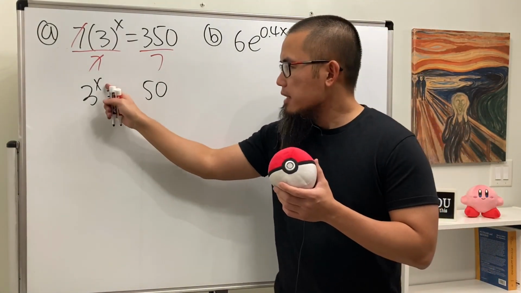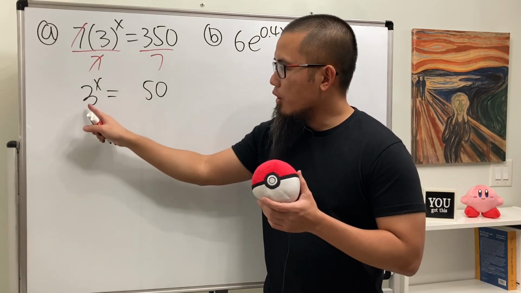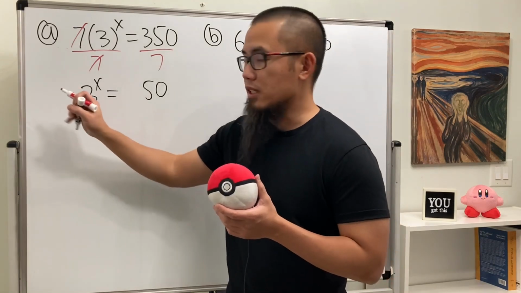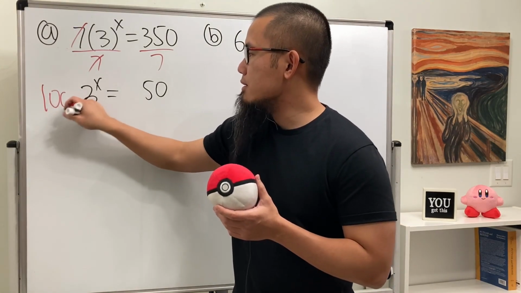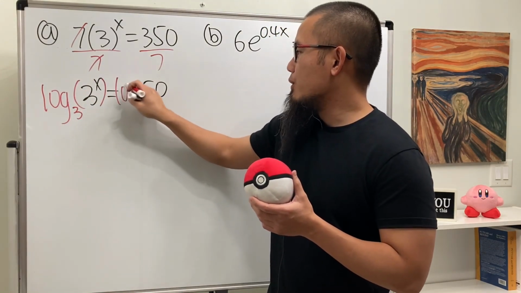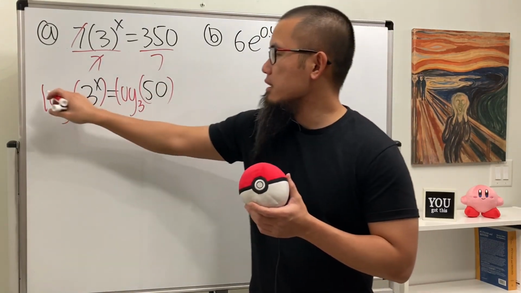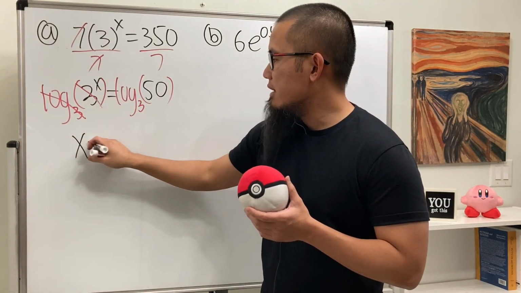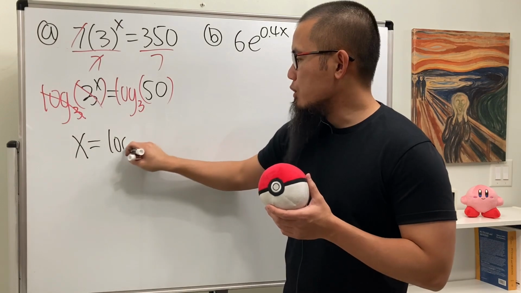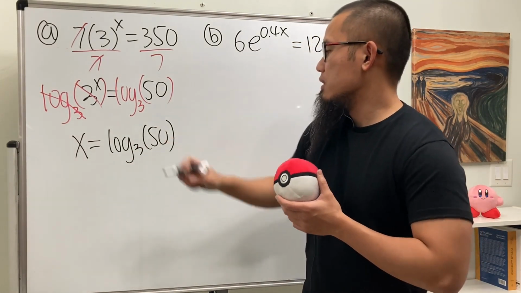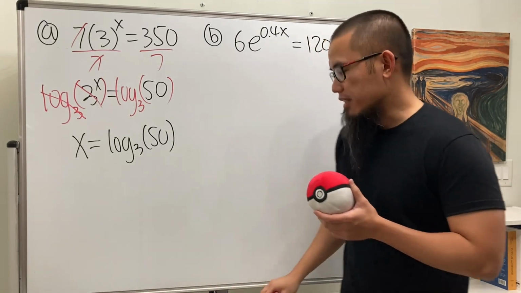Now, you see that x is in the exponent. To get rid of the base 3, we will have to use a logarithm, and we will have to choose a special base, right? And that base is just the same as that, so log base 3. So go ahead and just do log base 3 on both sides. This way, this and that will cancel, and we'll just get x on the left-hand side, and this will be equal to that. And we'll just leave the answer like this: log base 3 of 50. This is not a nice number, so just leave it like that.